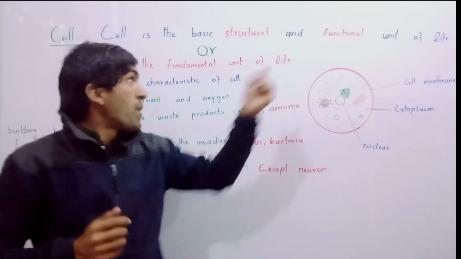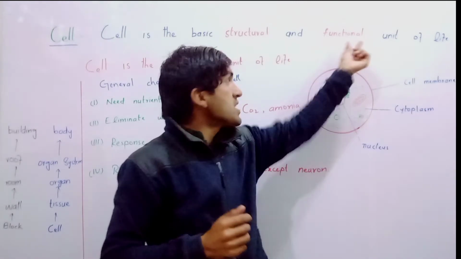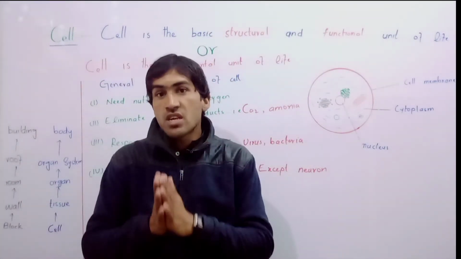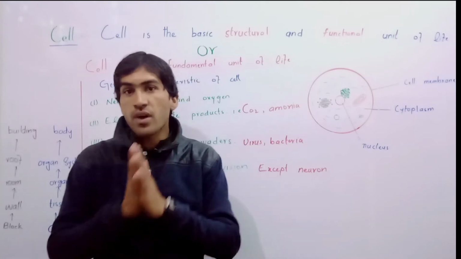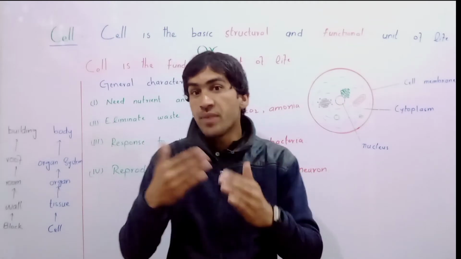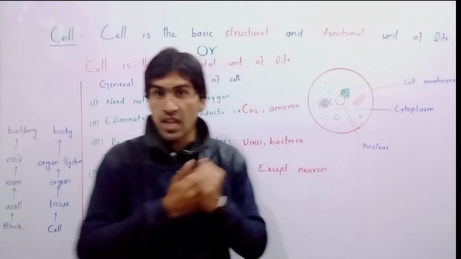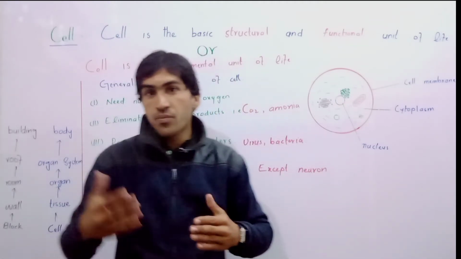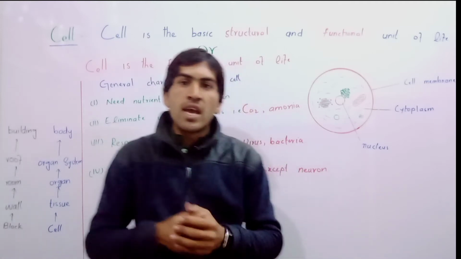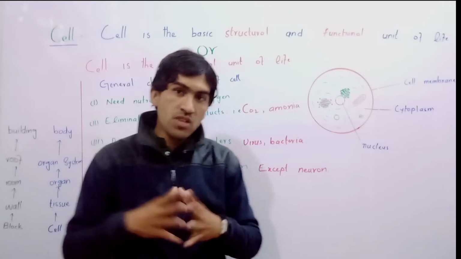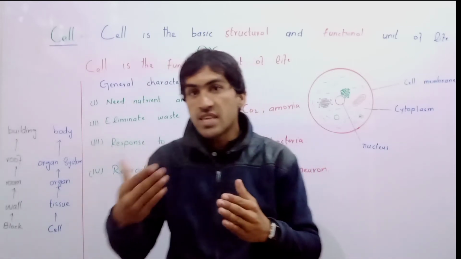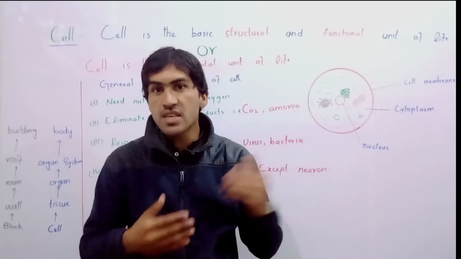Now functional, what does it mean by functional unit of life? Functional unit of life means that all the activities, all the processes that the animal or the organism performs, are basically performed by the cell. It means that if an organism performs respiration, it is basically performed by the cell. If an organism performs reproduction, it is performed by the cell. If an organism performs digestion, it is performed by the cell.